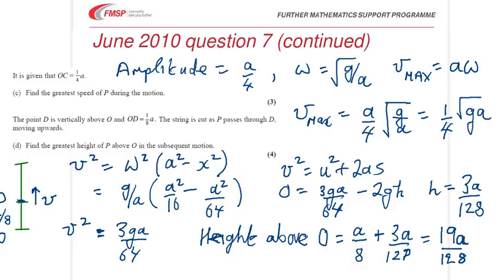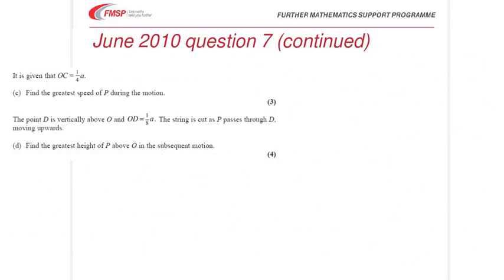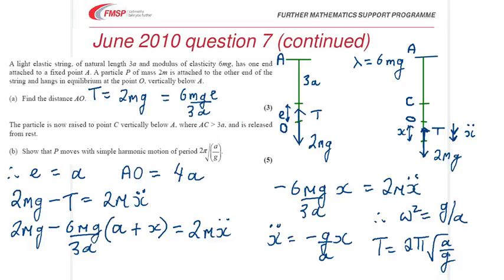Right, so the marks for that then. Let's go back to the first part. What happens is we've got a B1 mark for seeing that the tension is 2mg, and an M1 A1 for the method and getting the distance AO is 4A.